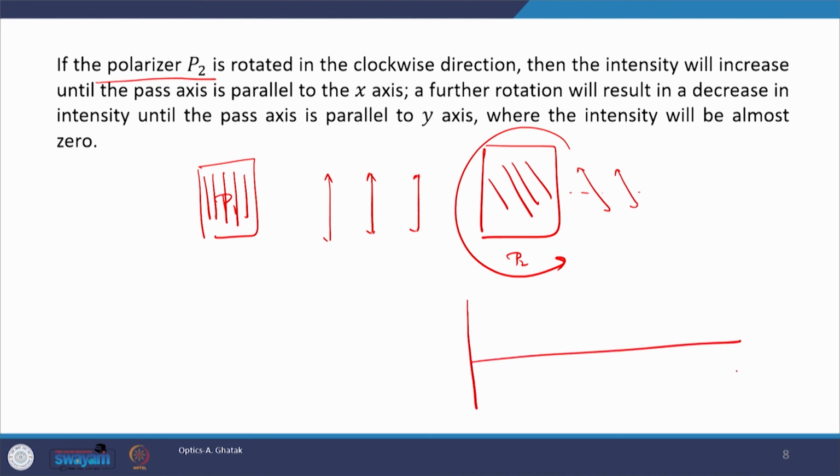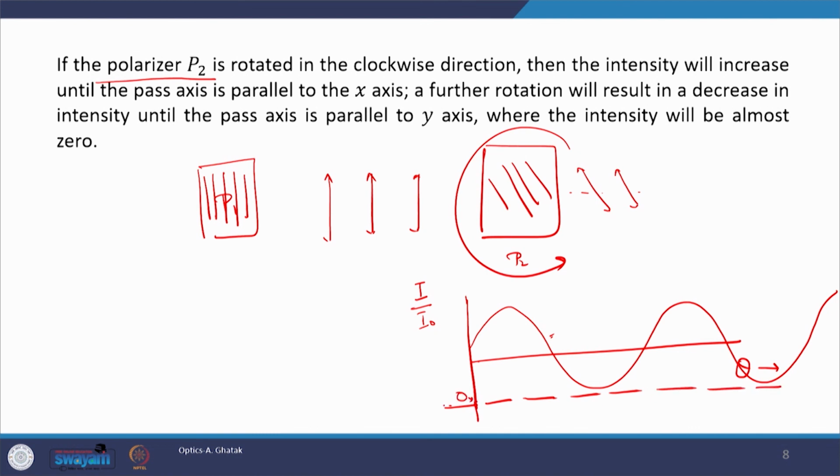Therefore, at the output, if you plot the relative intensity with respect to the angle of rotation, you will get a sinusoidal type pattern. The intensity will be a function of theta, and it will follow this sinusoidal variation, because we are effectively plotting a cos square theta function. The zero is somewhere here, because I is equal to I naught cos square theta. Now, the start value will depend upon the relative orientation of the pass axis of the polarizer P2 and the direction of oscillation of the linearly polarized light which is falling on the polarizer P2.